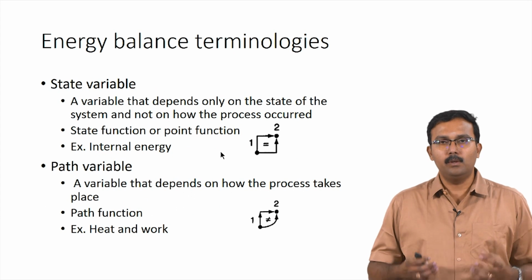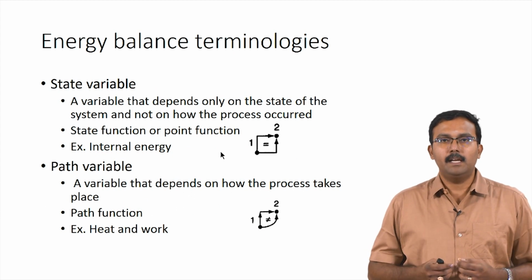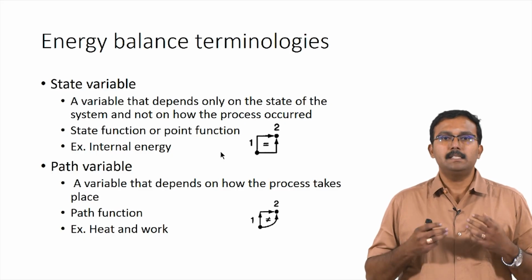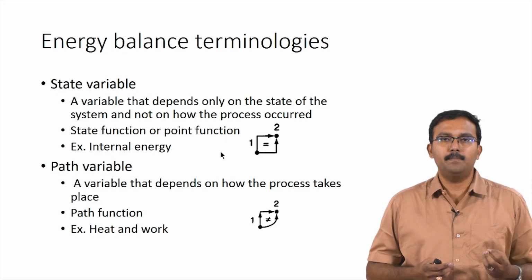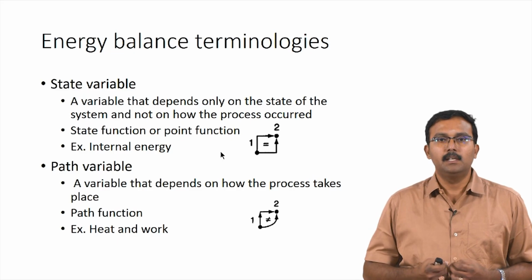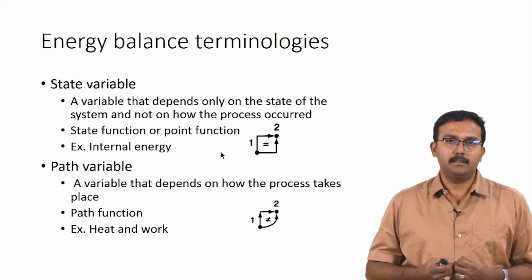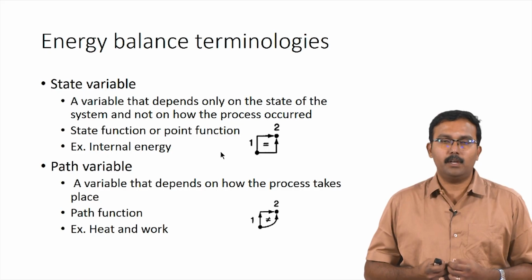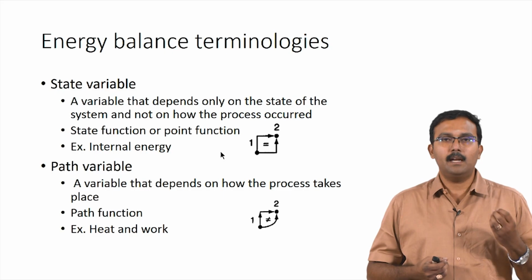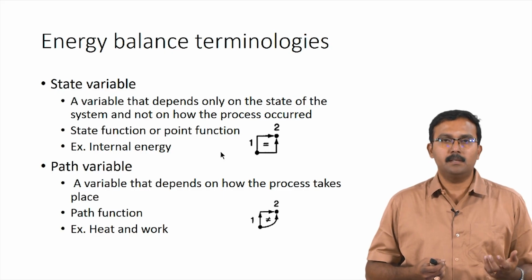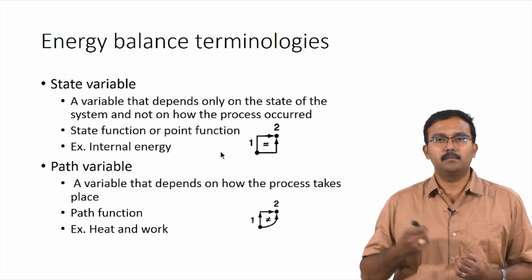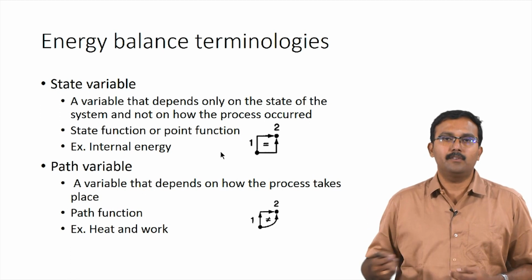The variables which we look at while we perform any energy balance calculations can be classified as state variables and path variables. State variables are basically variables that depend on the state of the system and not how the process actually occurs. Example would be internal energy. These are also called state functions or point functions. Internal energy will depend on the temperature and pressure and composition of a system and does not depend on how the system gets to that particular point. Hence, it is a state or a point function.